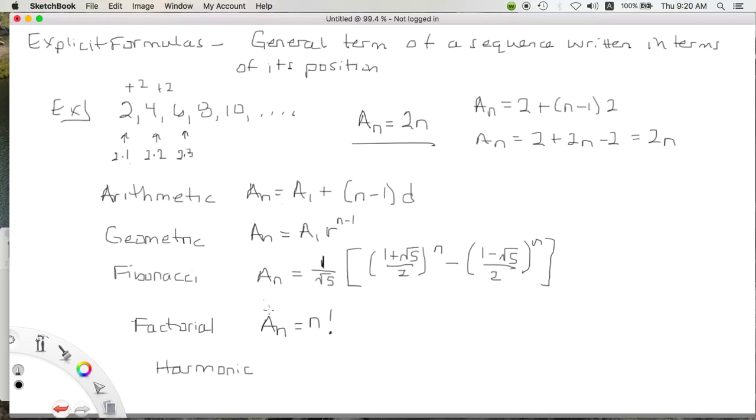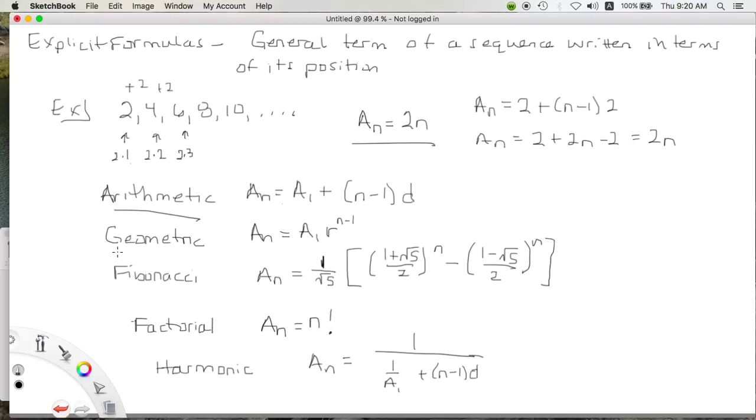Now, harmonic is very similar to the arithmetic because, of course, it's reciprocal. So we're going to take 1 over the first term plus n minus 1 times d. So remember, we're just adding stuff to the bottom of each term, and that's how we get the harmonic.